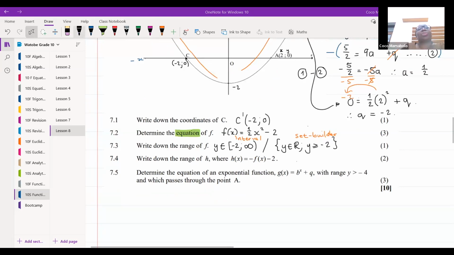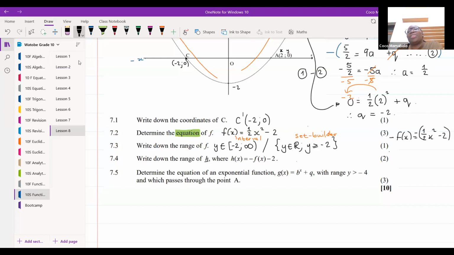All right, let's look at this next question because it's quite heavy. It says, write down the range of h, where h of x is the same as negative f of x minus 2. So, guys, we know that f of x is equal to a half x squared minus 2. If I want this to be negative f, I'm going to have to take this whole thing and make it negative.